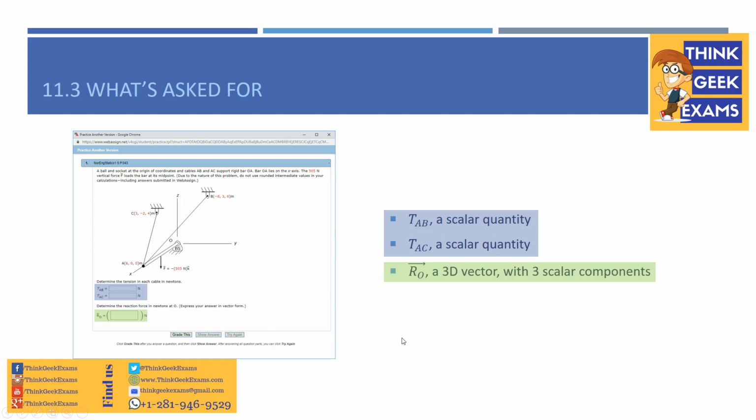So we are being asked to find the tension in the string AB and the tension in the string AC, and those are scalar quantities, directionless. We just need to know the magnitudes. And we are told to find a vector RO. So this is a 3D vector. It's going to have 3 components here. So there are 3 unknown quantities in this vector that we need to figure out.